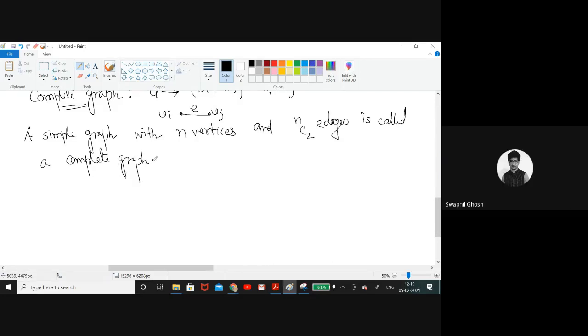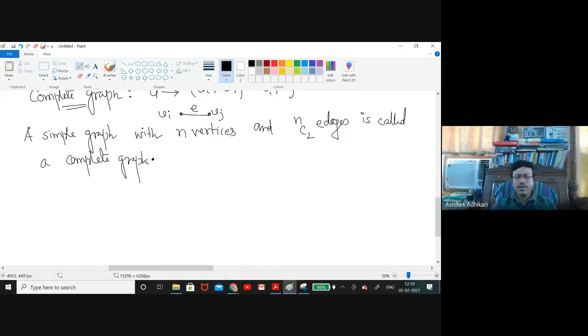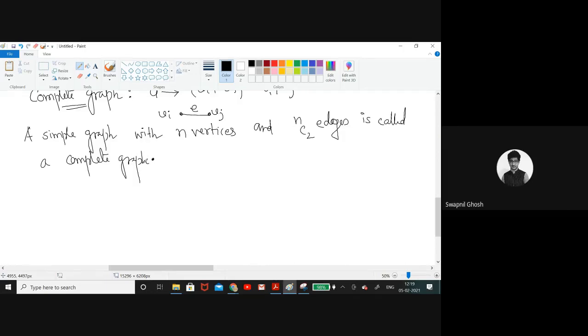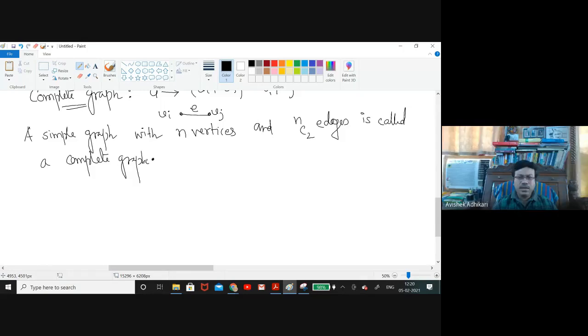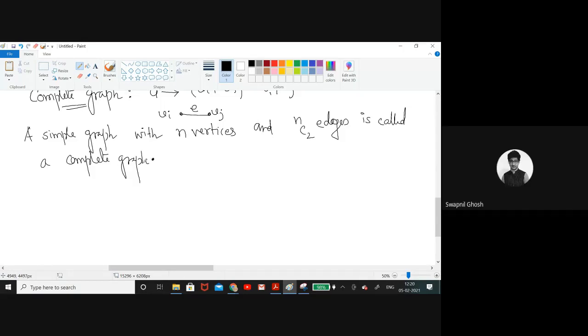Sir, I have a question, sir. A simple graph can be disconnected also. So, sir, if the graph is disconnected with n vertices, then won't it be less than n choose 2? Then it won't be a complete graph. Oh, yes, sir. Okay, sir. N choose 2 because each vertex is connected to all other vertices.